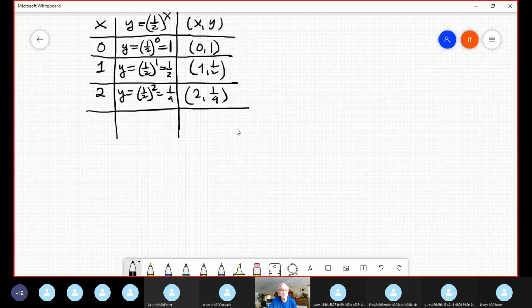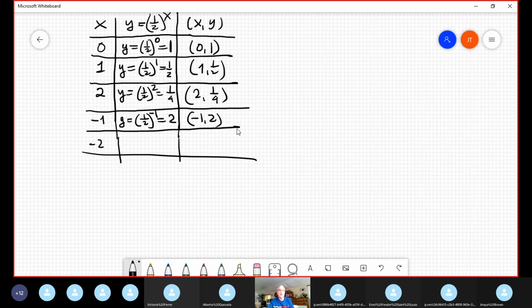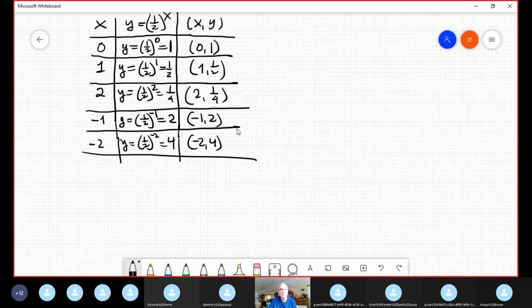Entonces negative number, when it's an exponent, es reciprocal. Entonces y is equal to 1/2 raised to the negative 1 is 2, because you flip the number. The point is negative 1, 2. And negative 2 is y equal to 1/2 raised to the negative 2 power, is 4, because you flip it and square. The 1/2, when you flip it, is 2 over 1, it's just 2. And when you raise to the 2nd power, is 4. And the point is negative 2, 4.